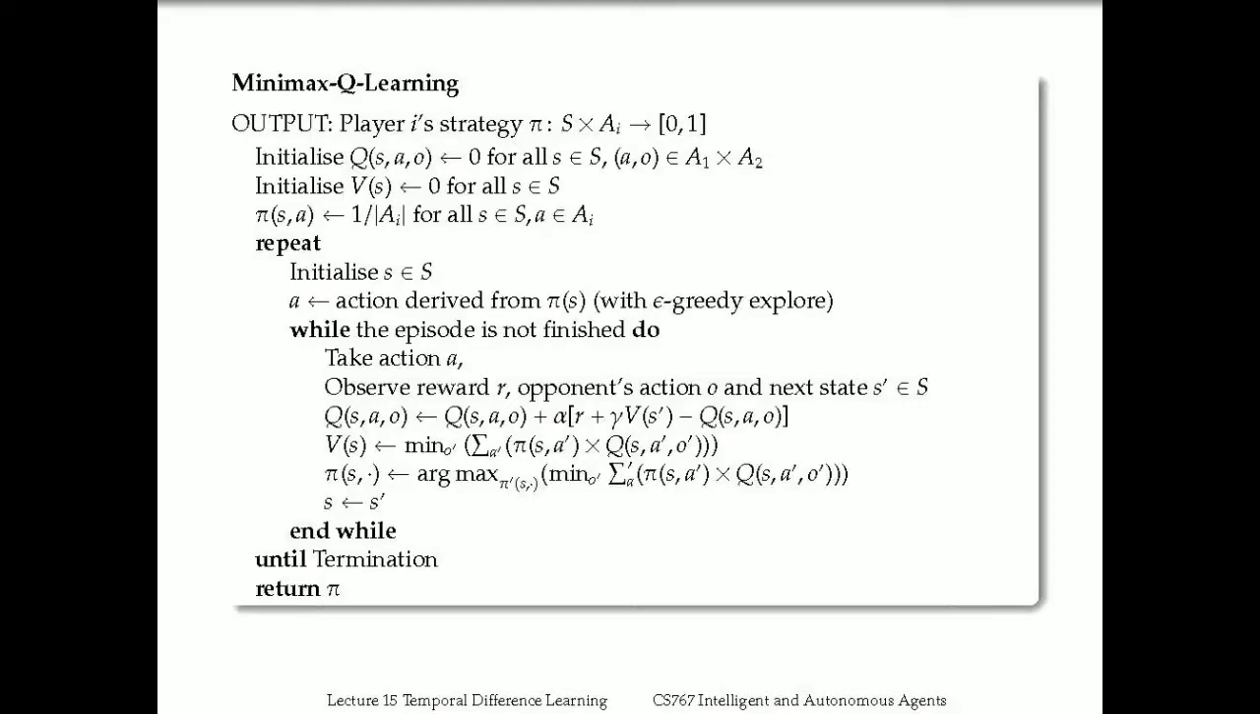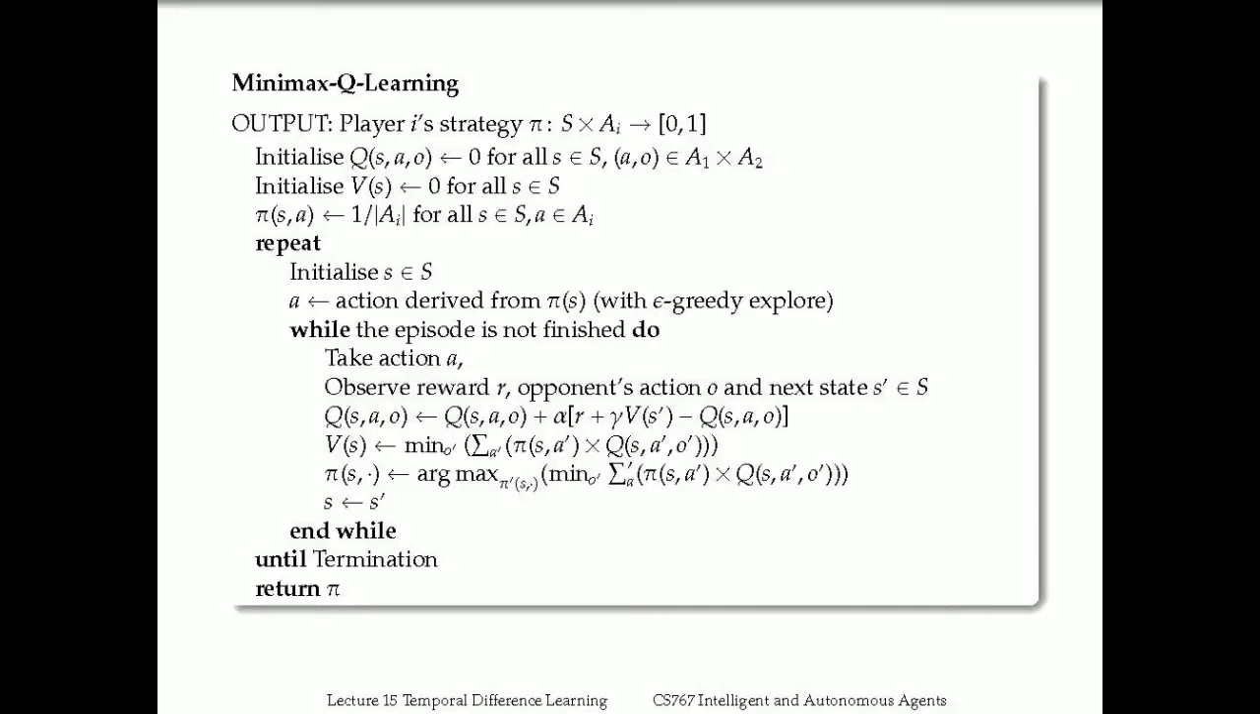The input would be a Markov game, a zero-sum, 2-player Markov game, and then the output will be player i's strategy. Of course, assume that player i is not aware of the payoff function or the transition function in the game. What we do is initialize the Q value to be 0, and then initialize the V function to be 0, and then we have some arbitrary random initial policy or initial strategy. And then we go into this loop, which is very much the same as Q learning, but the only difference is that whenever we want to update the Q value, we update it according to the formula that I gave you in the last slide.